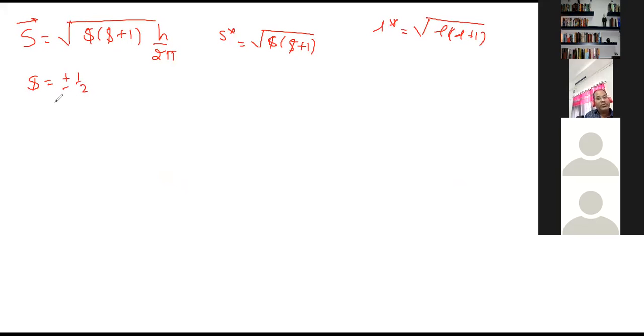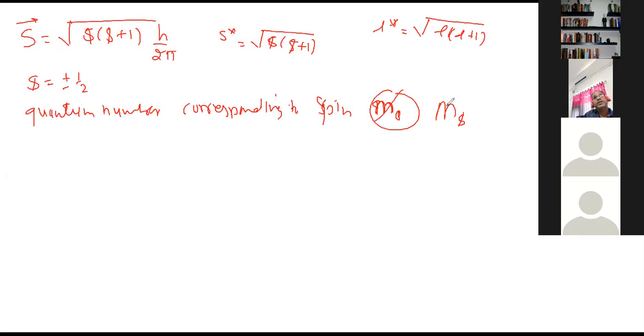So the quantum number corresponding to spin is denoted as ms, small m with subscript s, and this ms has two values only. Ms can be plus half and ms can be minus half. Are you getting? Ms can be plus half or ms can be minus half.